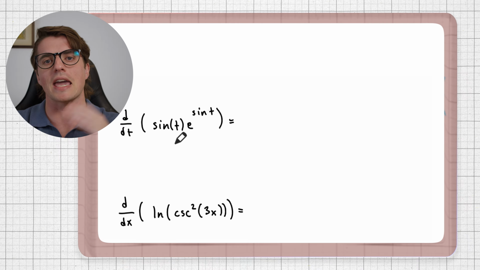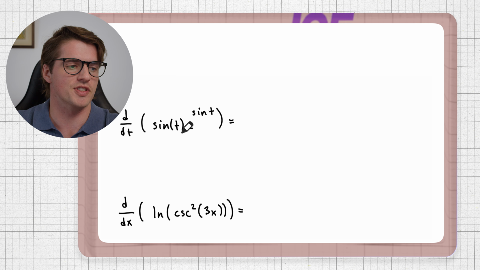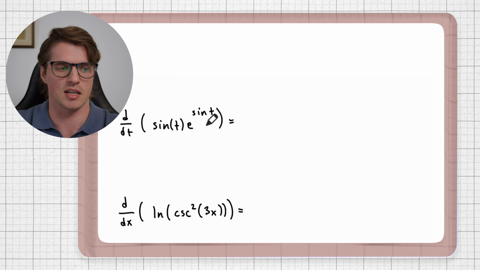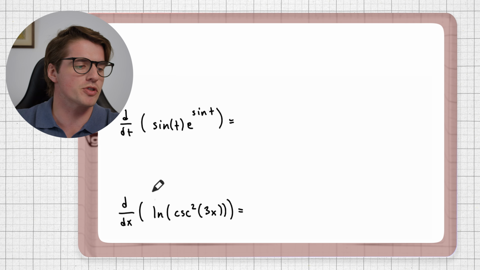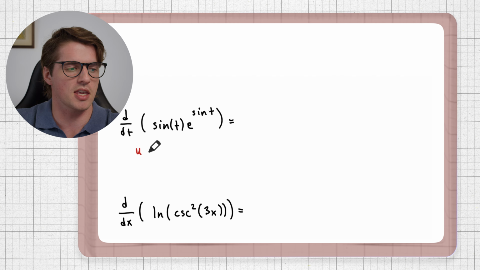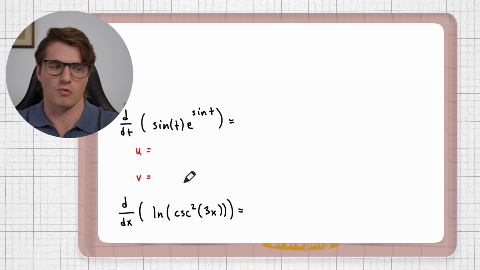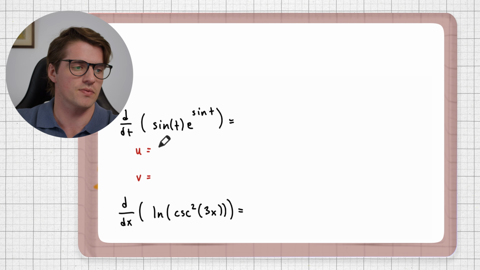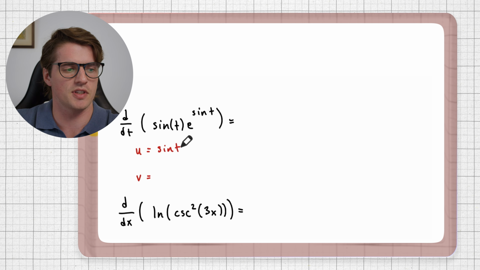So we have chain rule and product rule here. So we have sine of t and e to the sine of t. What we were doing with product and quotient rule is picking a u, picking a v, writing them out, and then taking their derivative. So u could be sine of t, and v could be e to the sine of t.